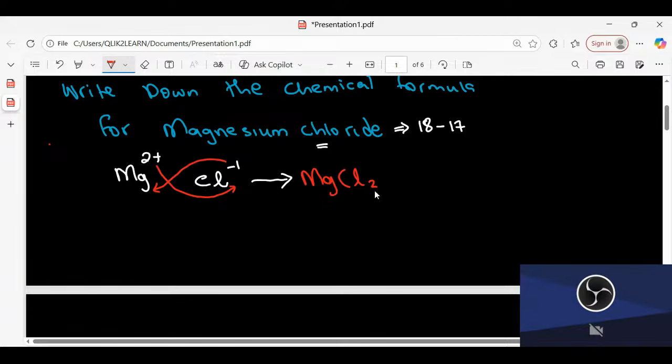This one is the chemical formula for magnesium chloride. When they want you to write the chemical formula for magnesium chloride, that's what you write. Make sure that you also indicate the charges. Is everybody happy with that? Do you guys understand? Okay.